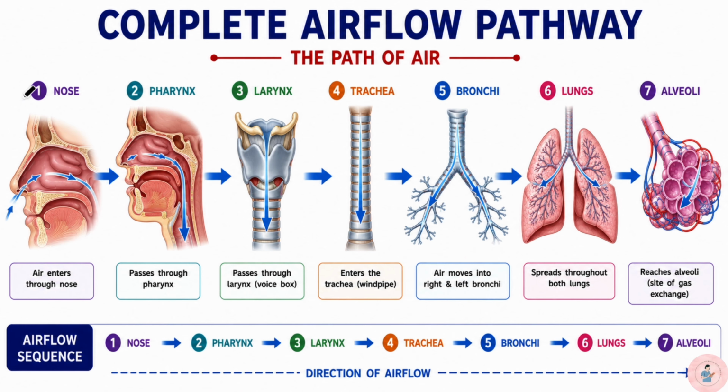The air is entered into the body via the nose and then it passes through the pharynx and larynx. Then it enters the trachea, which is also known as windpipe. Then from windpipe it enters the right and left bronchi, and from the bronchi it spreads throughout the lungs. And in lungs we have the alveoli, which is the site of gas exchange. Here what happens is that from the blood carbon dioxide is moved into the alveoli and the oxygen which is present in the alveoli is diffused into the bloodstream.